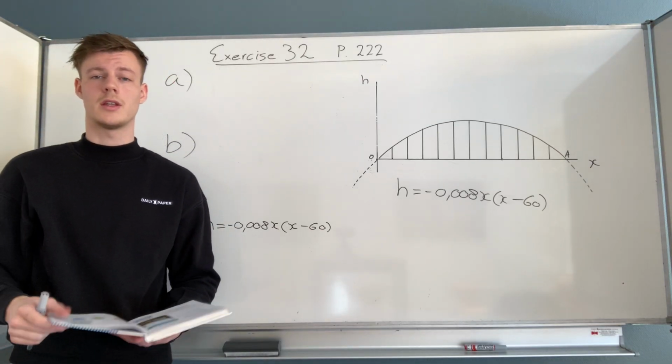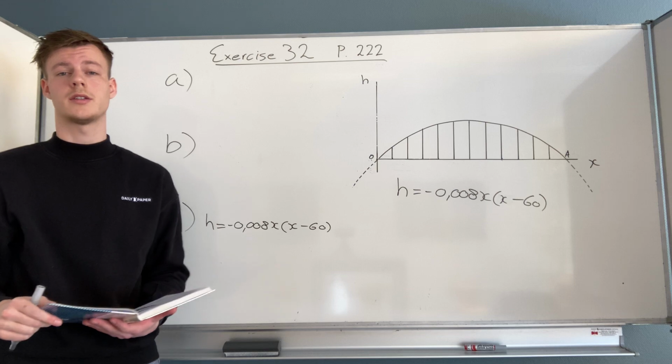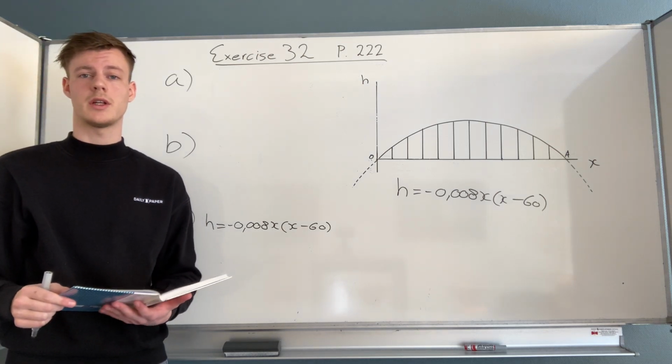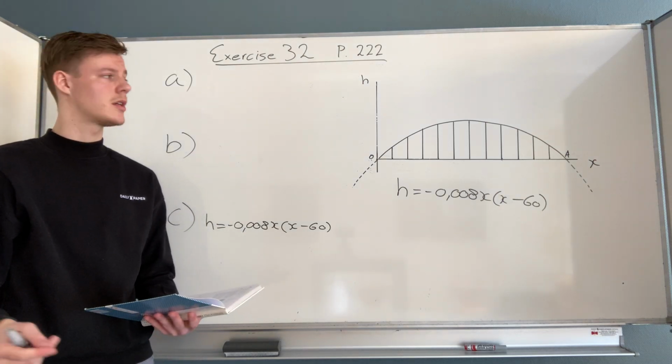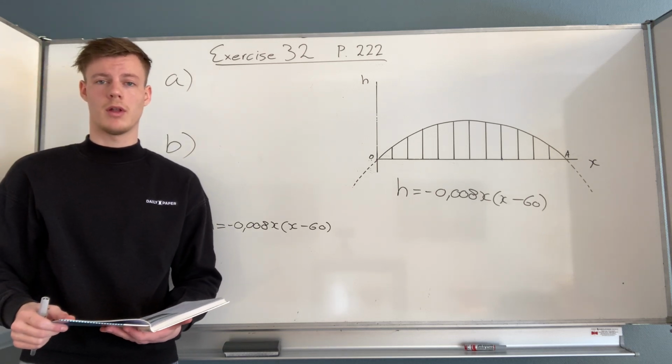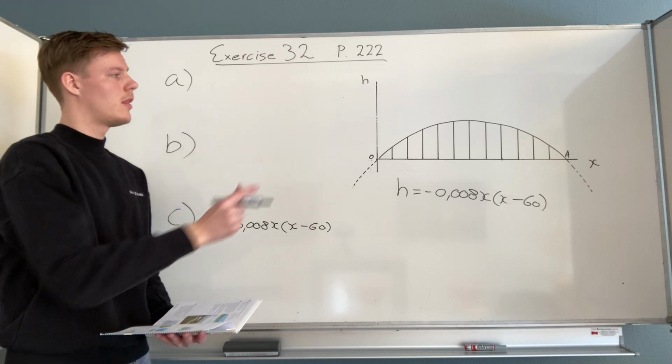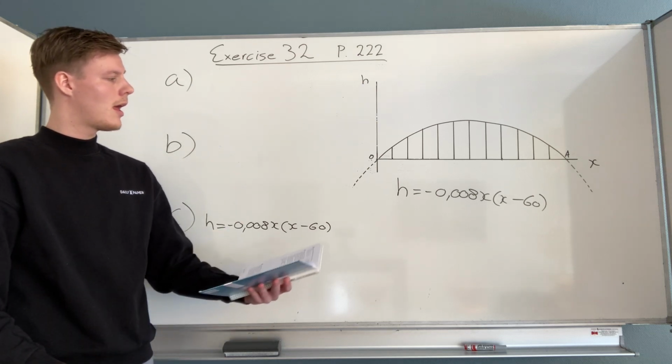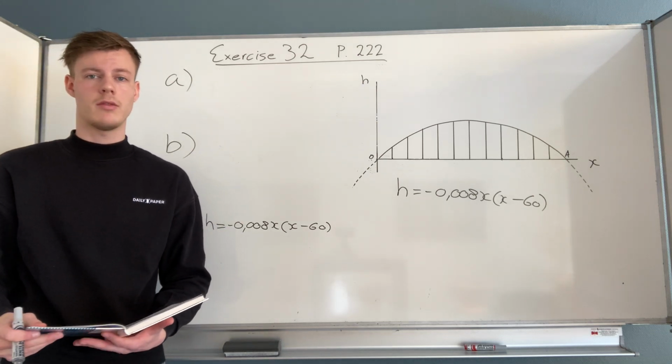Hello everyone, in this video I will explain exercise 32 on page 222. This exercise is about a bridge that has the shape of a parabola. You can see the drawing here in the graph and the formula that's been given.